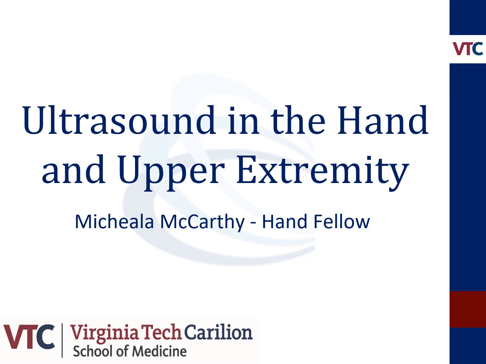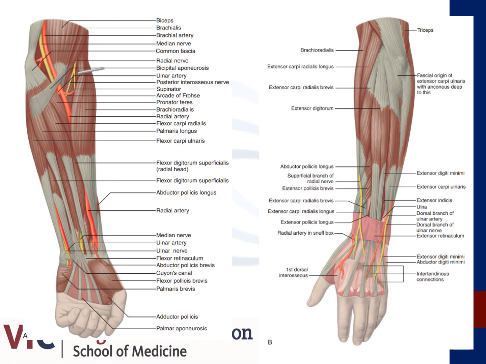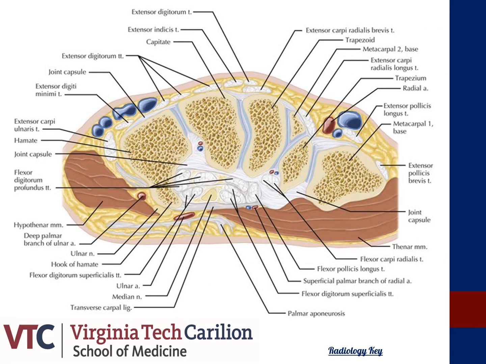I will be talking to you about ultrasound in the hand and upper extremity. So let's prepare for this journey. First, the important thing to know is ultrasound is basically utilizing our technological advancements to assist our knowledge of applied anatomy. So we'll be going over quite a bit of anatomy today as we discuss the utilization of ultrasound.